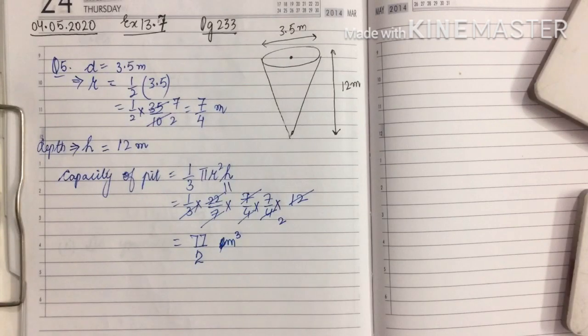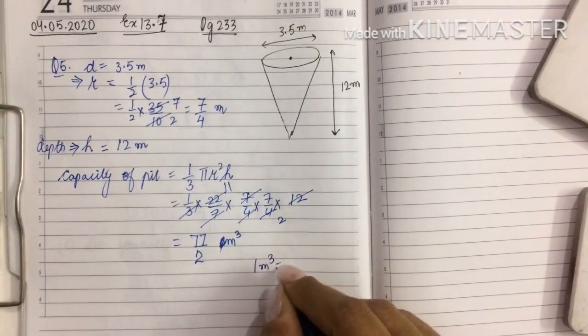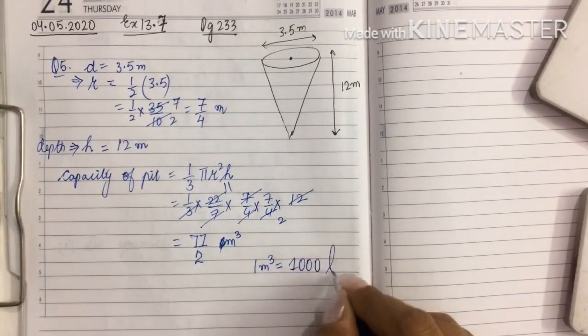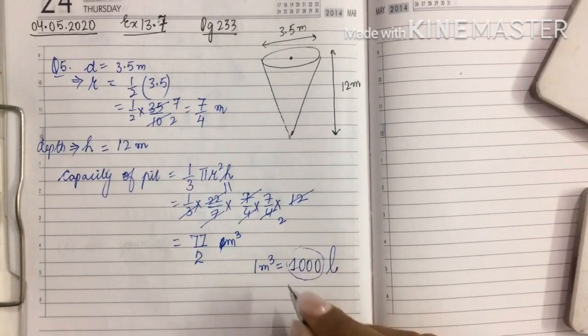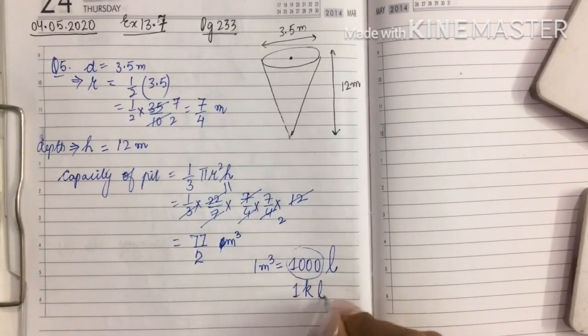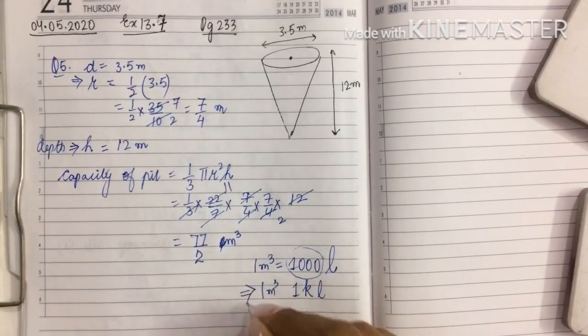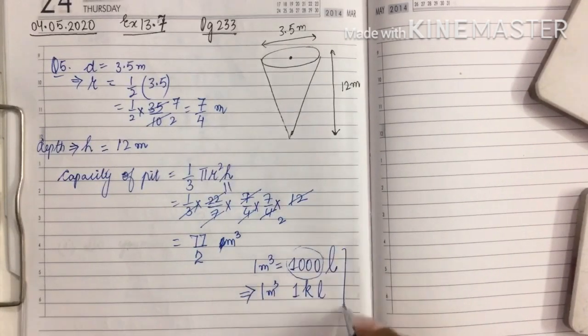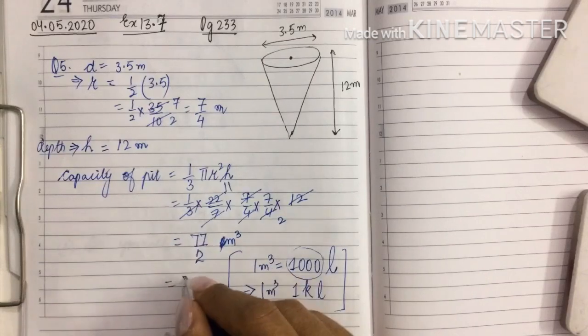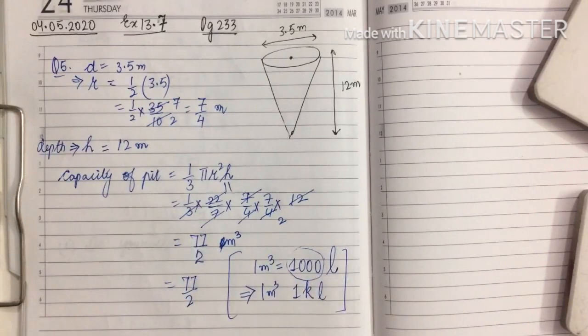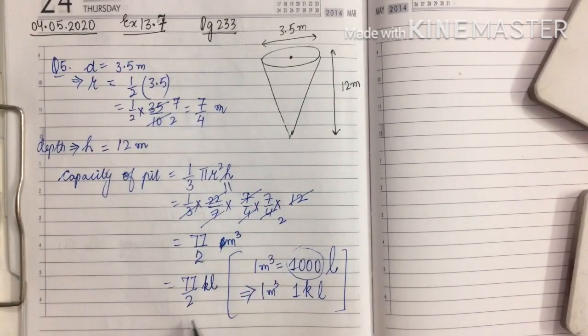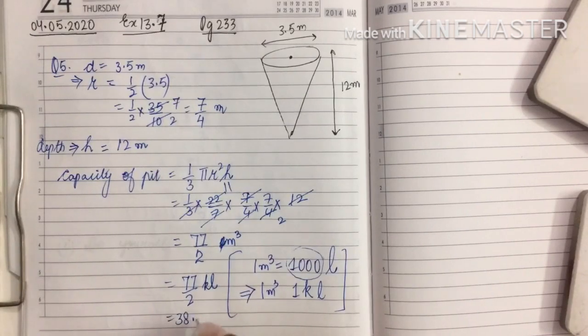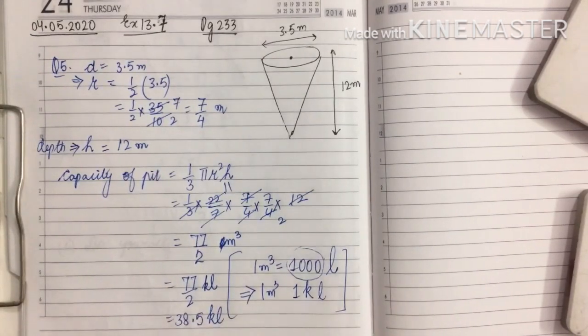You have been asked to express the capacity in kiloliters. Now what we know, 1 meter cube equals 1000 liters. The number 1000 itself is 1 kilo. So 1 meter cube is equal to 1 kiloliter. So without any multiplication or division, this is directly converted into kiloliters. If you want, you can change this to a decimal number. This will be 38.5 kiloliters. That's your answer for question number 5.